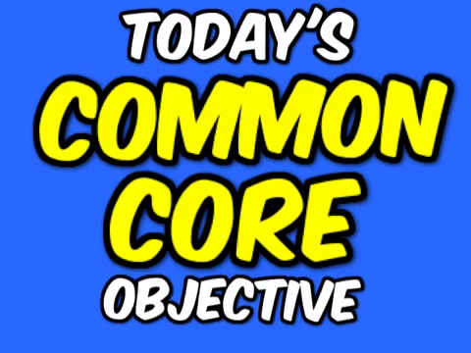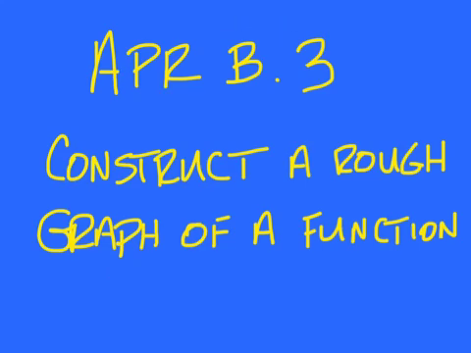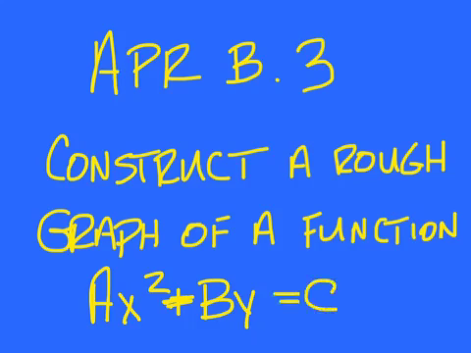Today's Common Core objective: construct a rough graph of a function, and we're going to start at the bottom. The very basic stuff we're going to do is to graph items that are in this form, Ax plus By plus C equals 0, and so on. Here's example 1.